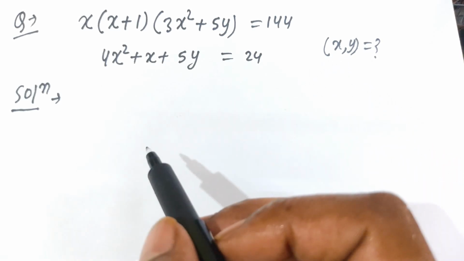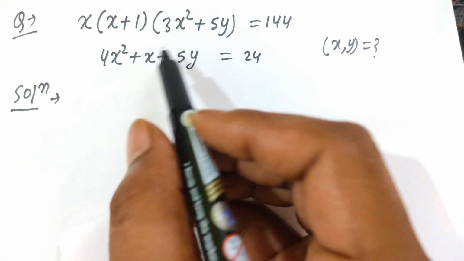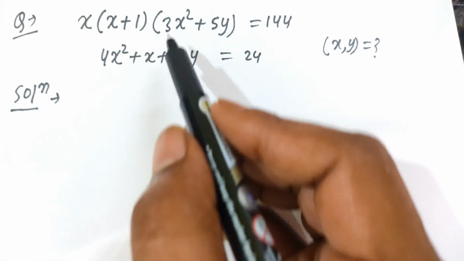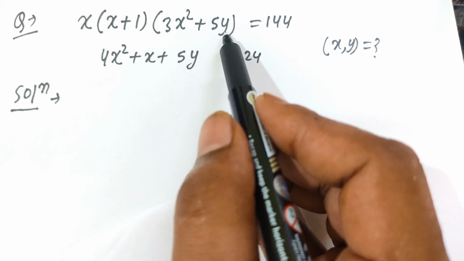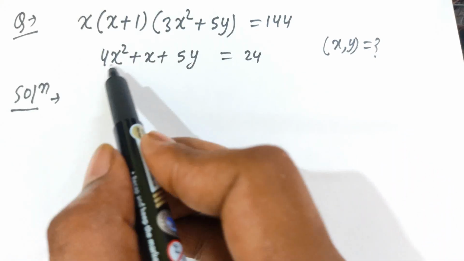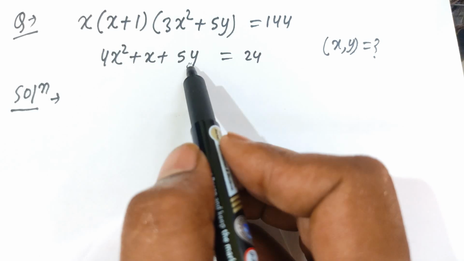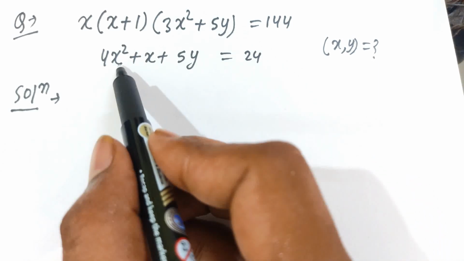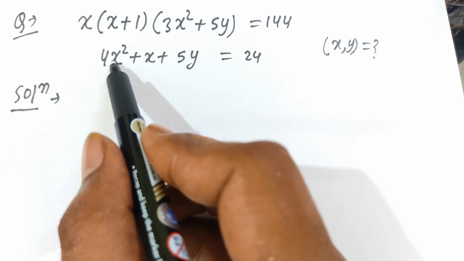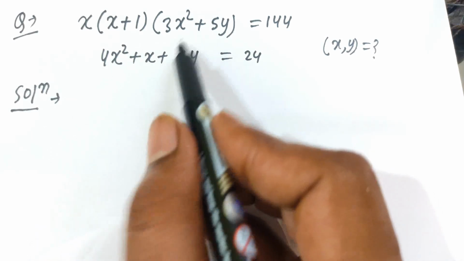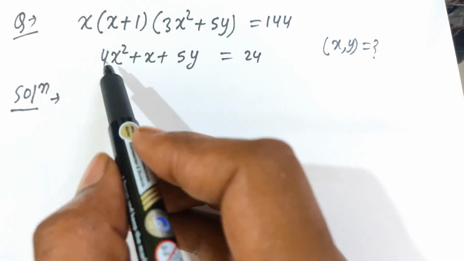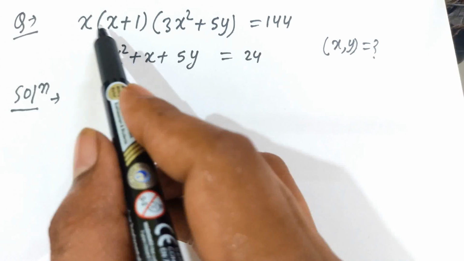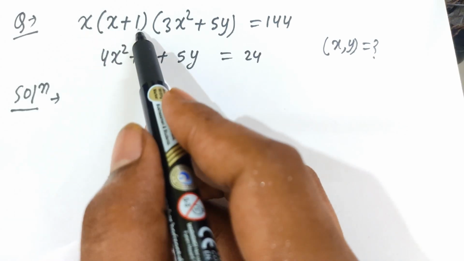देखिए स्टूडेंट्स, इस वाली प्रॉब्लम को हम किस प्रकार से सॉल्व करेंगे। Here look carefully this algebraic expression and this algebraic expression. This expression is 3 times x square plus 5 times y. And here this expression is 4 times x square plus 5 times y. So if 4 times x square is split into x square plus 3 times x square, then 3 times x square plus 5 times y here and here. And here x square plus x, and here this x is multiplied by x, then you will get x square, and this x is multiplied by 1, then you get x.